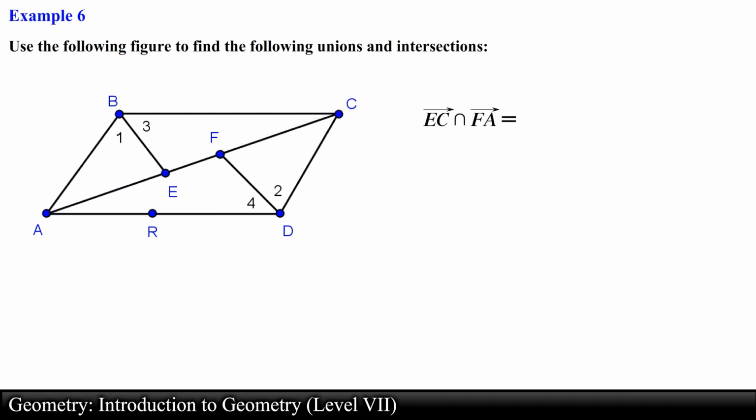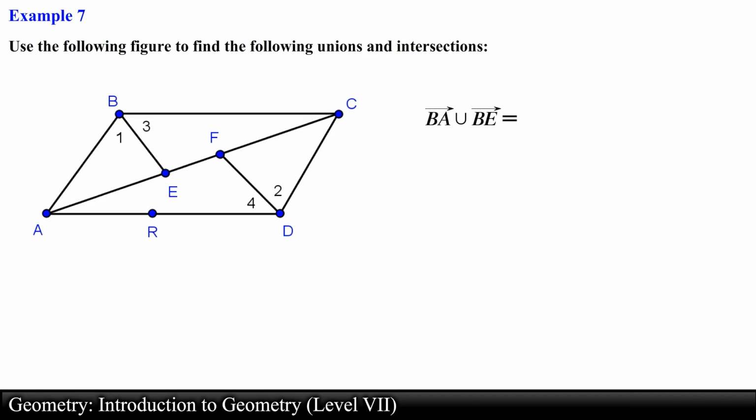Instead of finding the union, we now want to find the intersection of these two rays. Let's go ahead and show the set of points for each ray once again. Now we want to find the intersection of these two rays. So we're looking for the region where the set of points intersect. This occurs at a line segment. So the intersection of ray EC and ray FA creates a set of points that are located on line segment EF, also known as line segment FE. Alright, let's proceed to the next example.